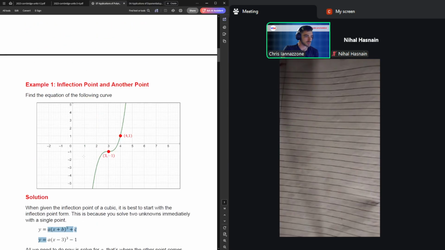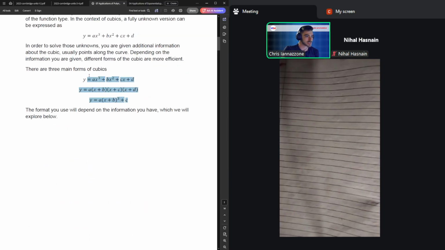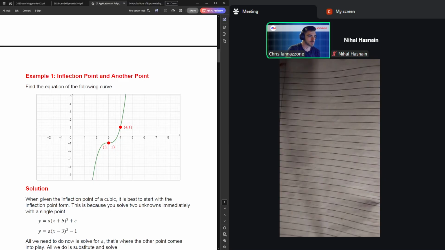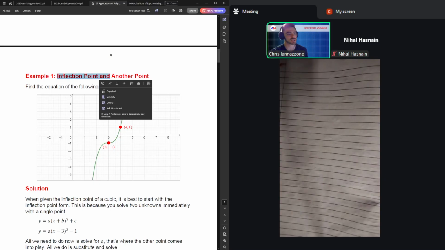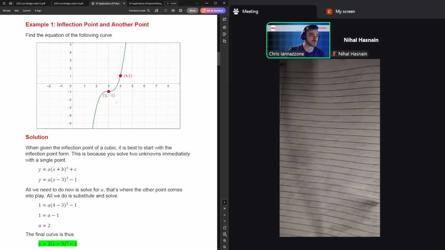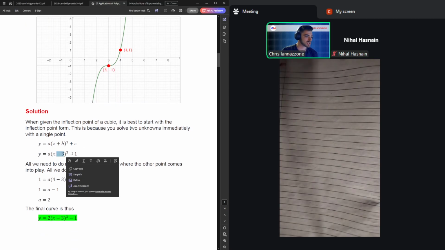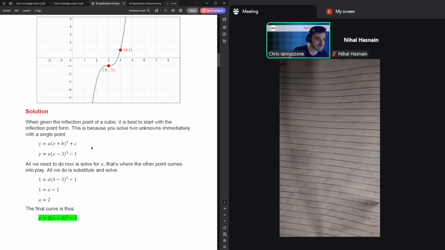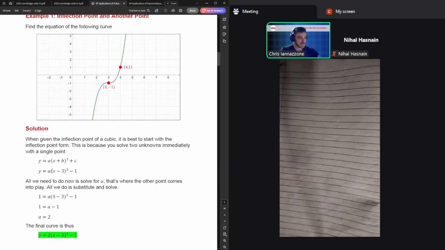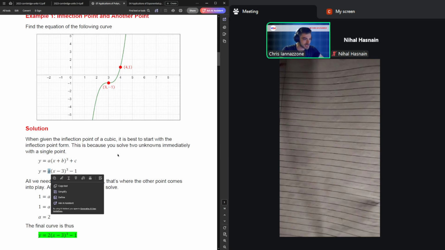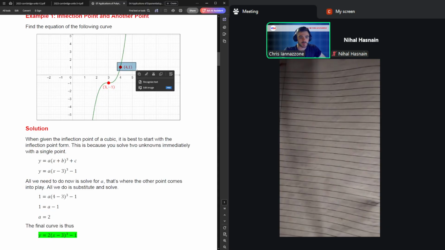Because we have so many different forms of how we can write cubics, we need to use the information that we're given to figure out where we should begin. And because one of the key pieces of information is the inflection point, we're going to use the inflection point form to help us out. So if it's at 3, -1, that means we can chuck a -3 and a -1 in the B and the C spots. No matter what, you'll always have this A that's left over, depending on what scenario you have, and you'll always be solving that.